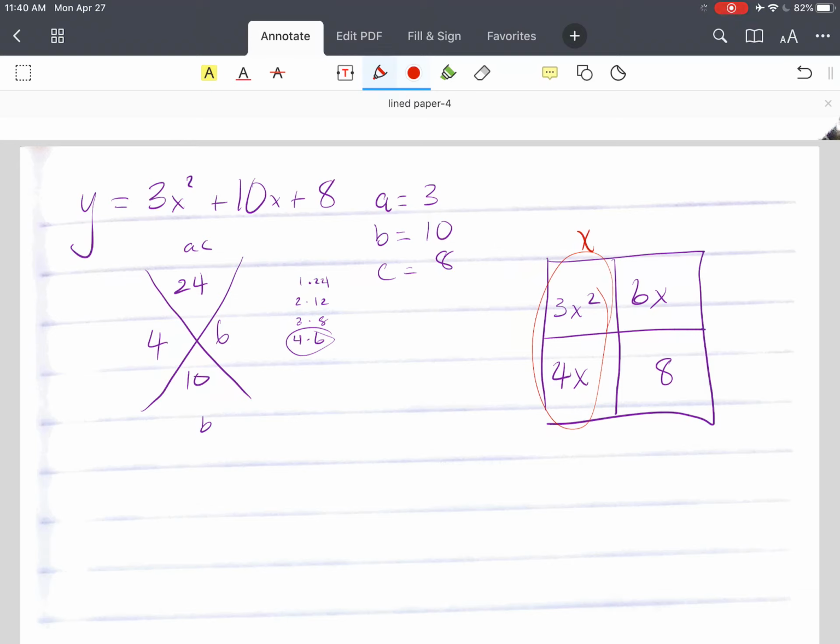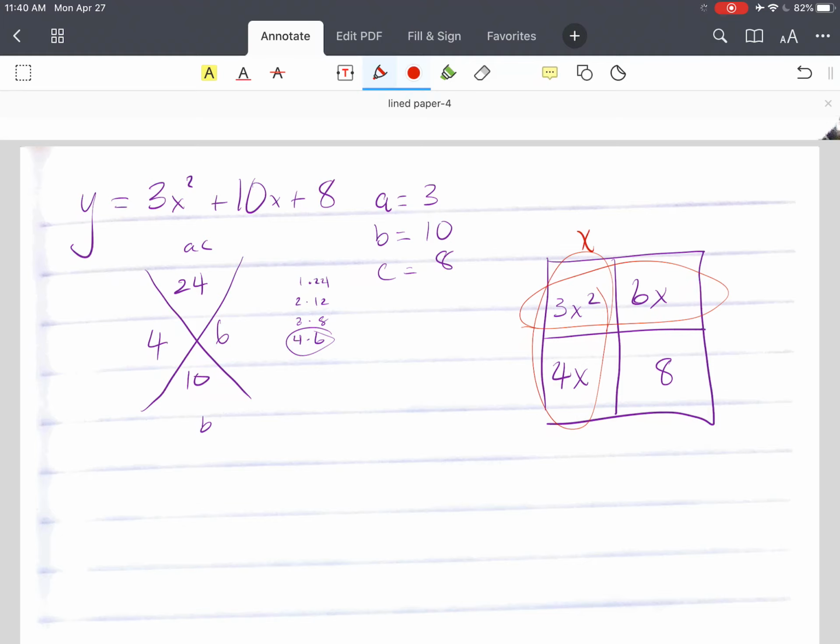Okay, I agree. They both have an x term. Do they share a number? Do 3 and 4 share a number, like a factor? No. Okay. Let's go like this now.